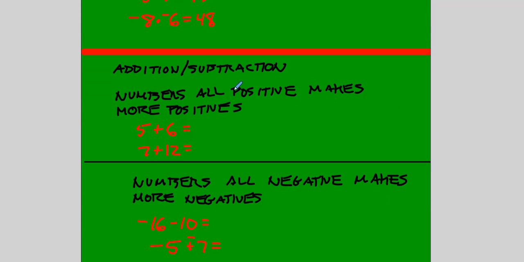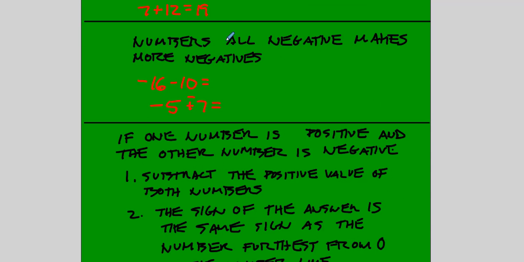Okay, so addition, subtraction now. Let's review that. If the numbers are all positive, it gives you more positives. So 5 plus 6 is 11, 7 plus 12 is 19. When the numbers are all negative, you get more negatives. So negative 16 minus 10 is the same as negative 16 plus the negative of 10. You get more negatives when you have negatives added together, so that's negative 26. Negative 5 plus negative 7, all negatives, that's negative 12.